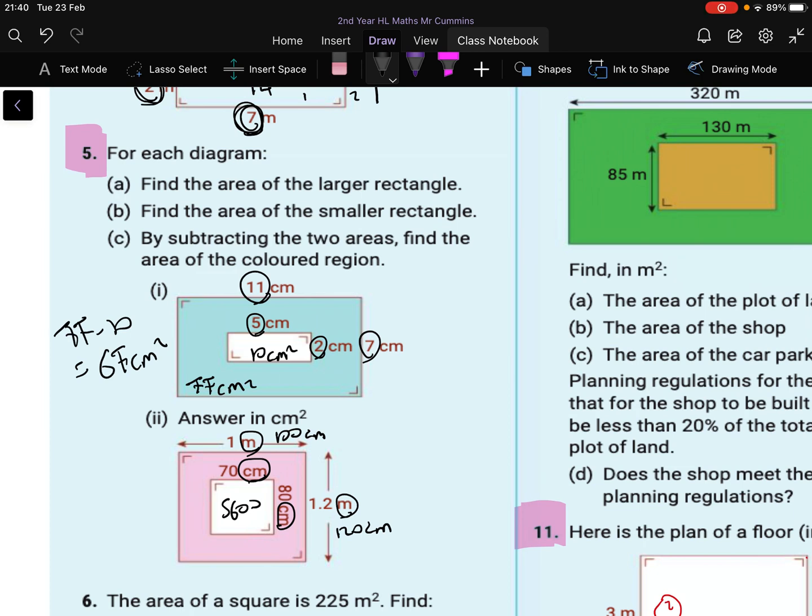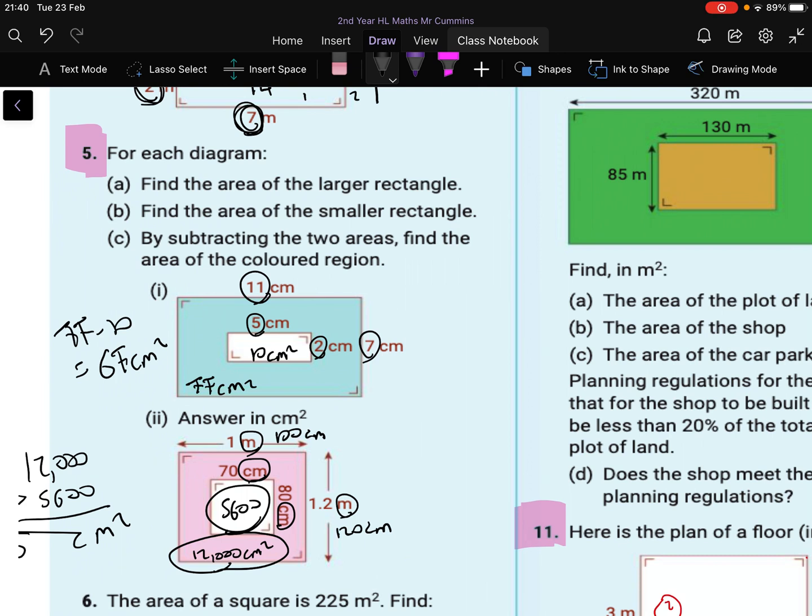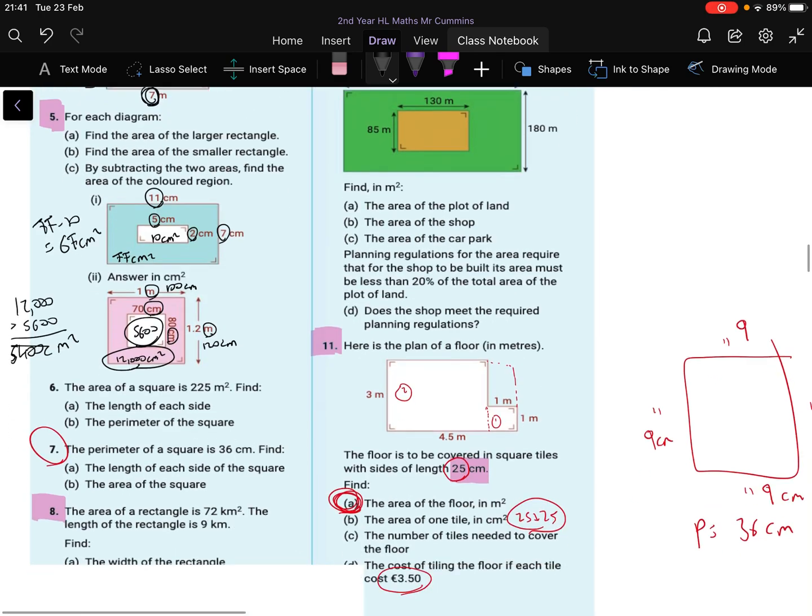And realize 1 meter is 100 centimeters. So we're going to multiply 100 by 120, which means the outside, the pink part, is going to be 12,000 centimeters squared. Then you're going to have 12,000 minus 5,600. And that's going to give you your answer in centimeters squared. So I'll do that for you. It's going to be 6,400 centimeters squared. Okay, I assume those answers are correct. I haven't checked the marking scheme.